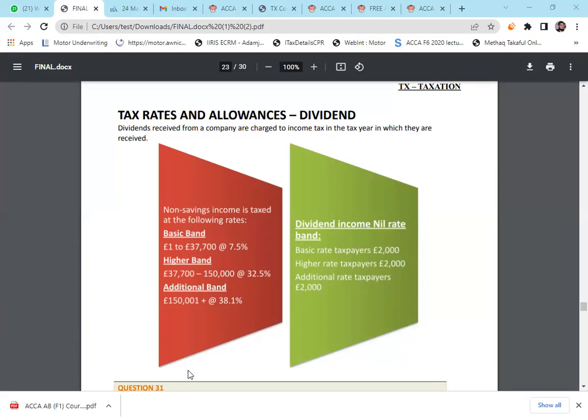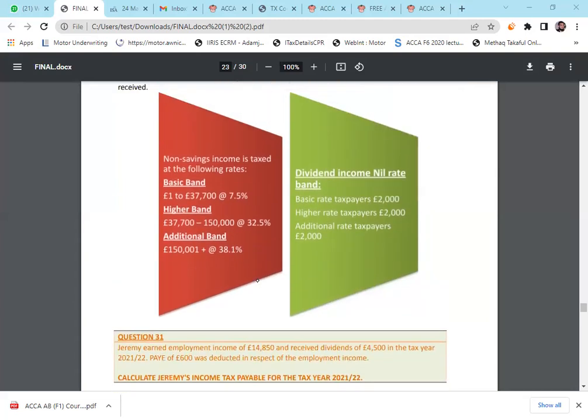Okay. What we discussed is in the handouts, which I forwarded to you. It's written here this way. You can see the rates when we learned non-savings and savings. We have basic band, higher and additional. The tax rate was the same, 20, 40 or 45, whether it is non-savings income or savings income. The tax rates were the same.